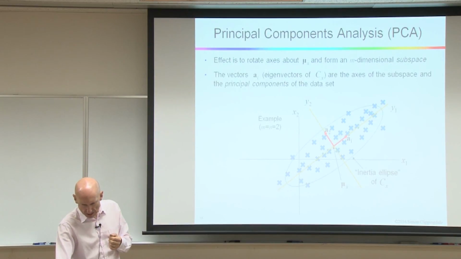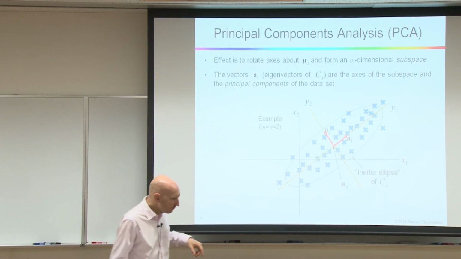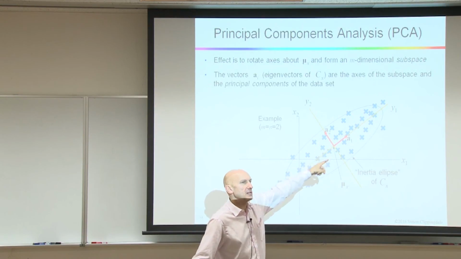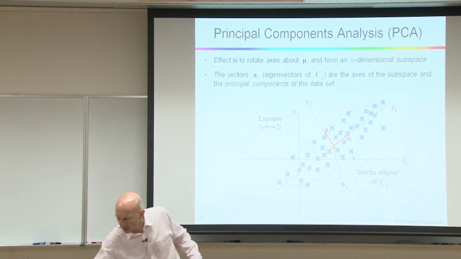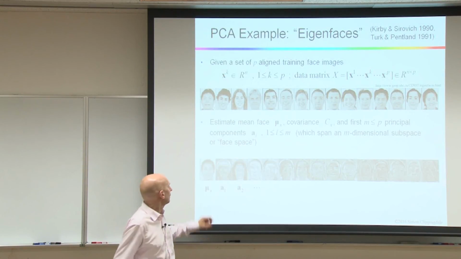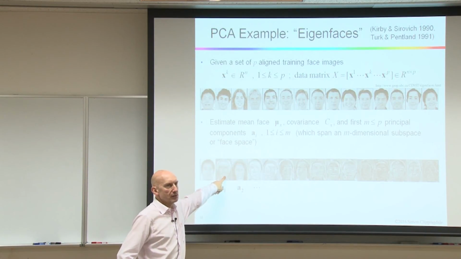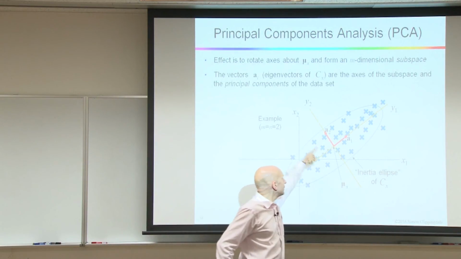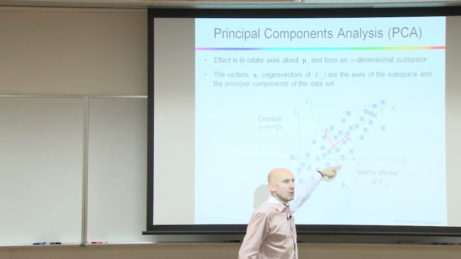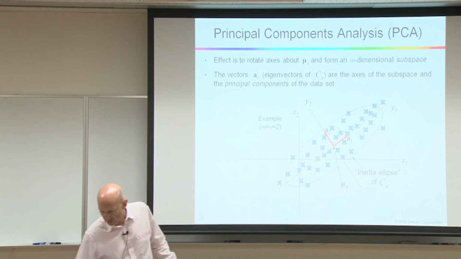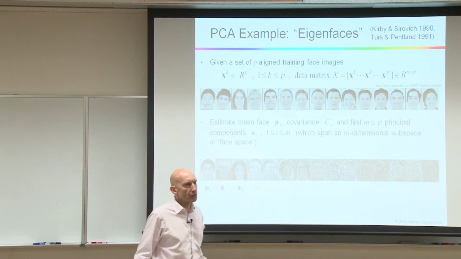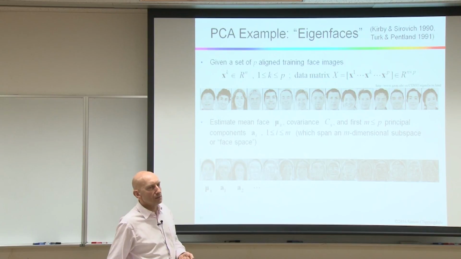If we go back to here, this is the direction of the variation. So you might think of that as being like this image. And this is the direction of a smaller variation in the data. And that's like one of these images further down. So it's expressing smaller details.